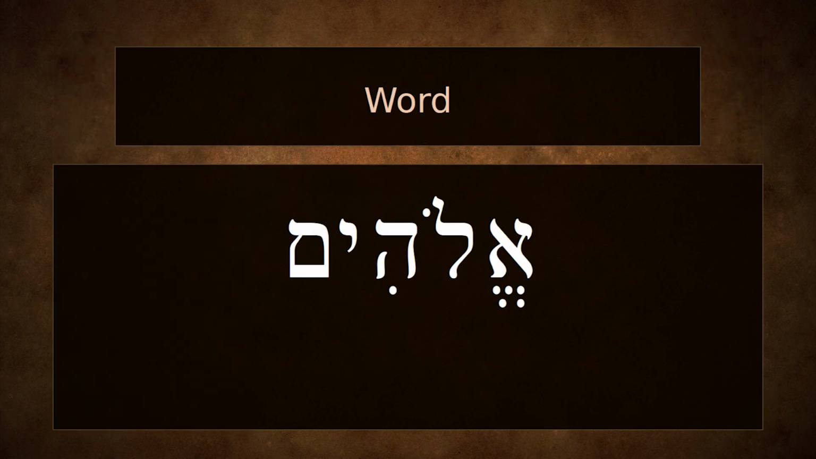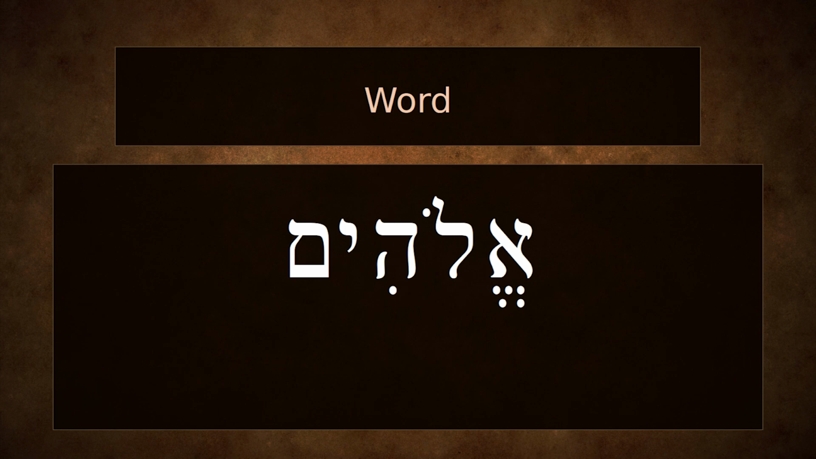Here is our next word. We have an aleph, and underneath the aleph is a Khattaf segol. Next, we have a lamed, and next to the lamed, at the top, we can see a cholam vowel. After that is a hey. Under the hey is a shuruk vowel. After that is a yod. And at the end, there is a final mem.